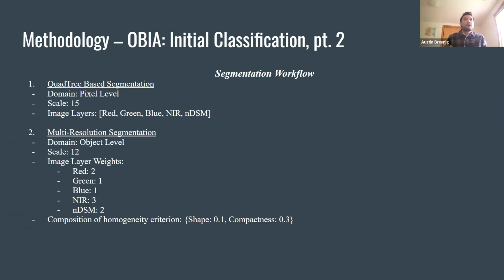So the first step in the OBIA process is to segment the imagery. I used 2 different algorithms in eCognition, quad tree and multi-resolution. As you can see, I have various weights for the multi-resolution. I weighted the near infrared band really high, and I'll go into why that is.